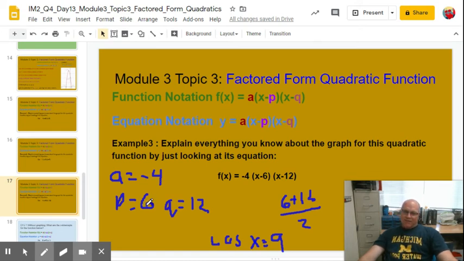Our p value is 6. Our q value is 12. So that means my zeros are x equals 6 and x equals 12, or my x-intercepts would be (6, 0) and (12, 0). To find the axis of symmetry, I just take the zeros, 6 plus 12, and divide those by 2. So 12 and 6 is 18. 18 divided by 2 is 9. So my line of symmetry is x equals 9.